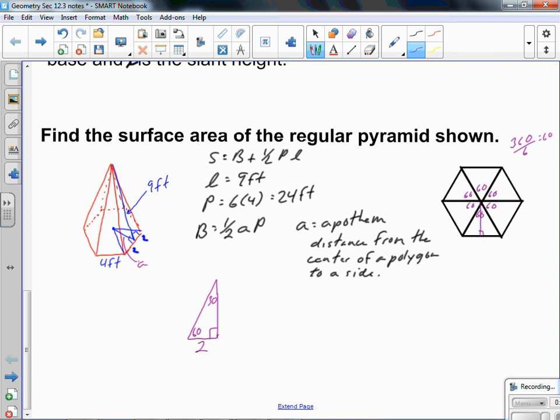Which when we look at that triangle, that is a 30, 60, 90 special right triangle, right? So they gave us the short leg, and we're trying to find the apothem, which is the long leg. And the relationship that we should remember for 30, 60, 90 triangles is that the long leg is the square root of 3 times the short leg. So it's going to give this one 2 square roots of 3.